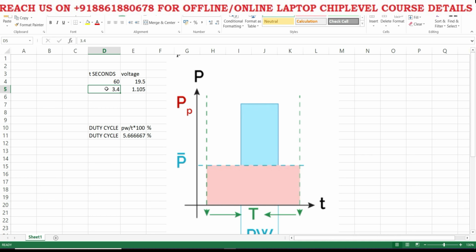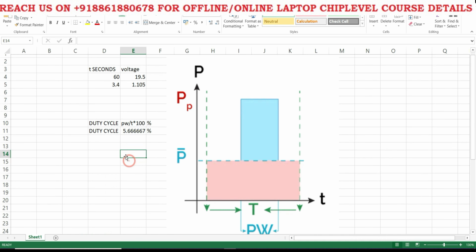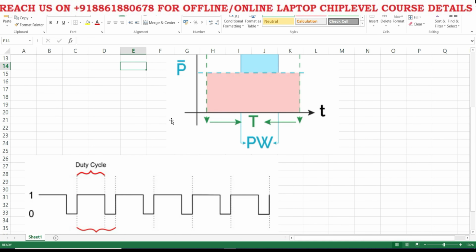Like that, I also calculated in seconds here, meaning I took 60 seconds. For 60 seconds at 19.5 volts, here for 3.4 seconds on, this voltage we will get. Understood? If it is in the on position for this time period of 3.4 seconds, then the particular voltage will come. This is how we have to calculate the PWM voltages.